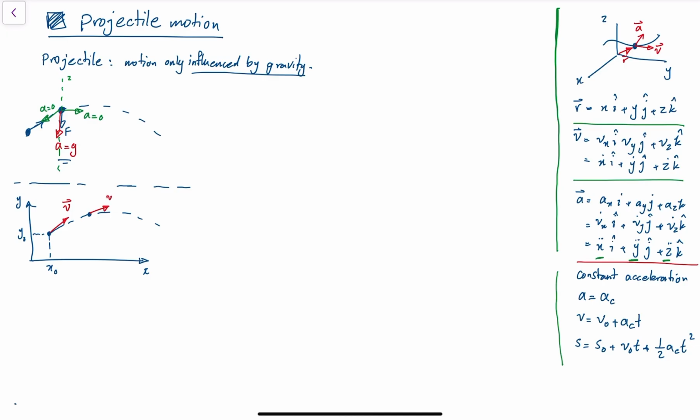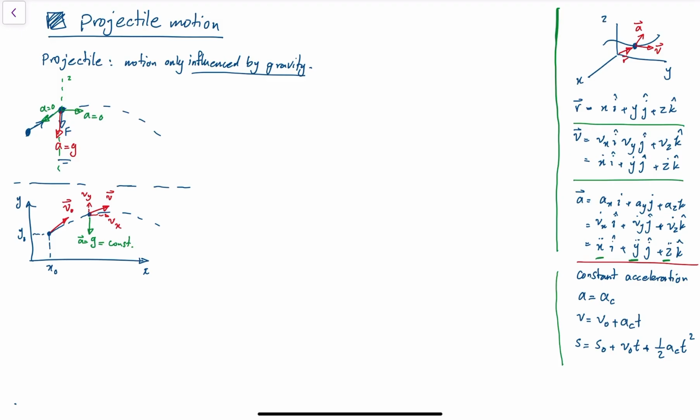I have my velocity vector. Let's call this V naught, so we don't confuse it with velocity as it changes. I will have two components of the velocity, Vx and Vy. And at any time, I also have the acceleration that is g downward, and the acceleration always remains constant. A equals g equals constant.